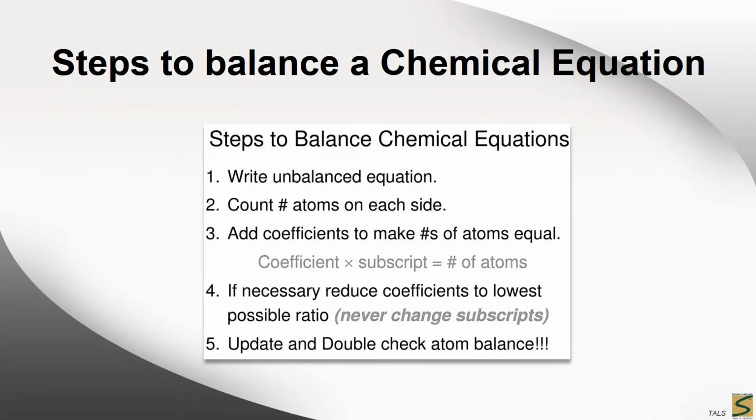There are various steps to balance a chemical equation. First, we need to write the skeletal unbalanced equation. In this skeletal unbalanced equation, we need to count the number of atoms on each side. If they are not equal, we need to add coefficients to make the number of atoms equal. If necessary, we need to reduce the coefficients to the lowest possible ratio. Update everything, and cross-check to see if the atoms are finally balanced.